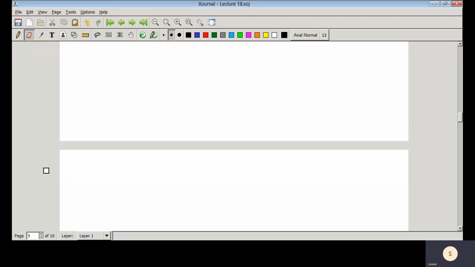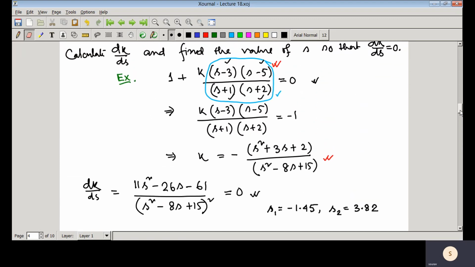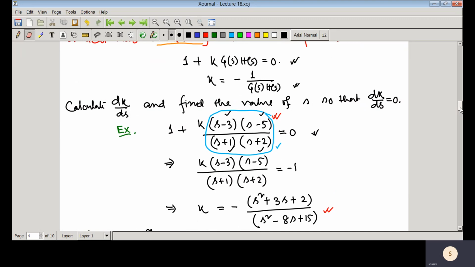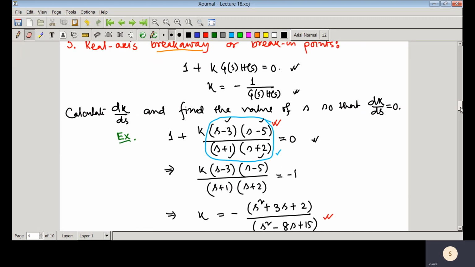This is lecture 19. Last class we discussed the different techniques for sketching root locus. Particularly, we discussed 5 different rules for sketching root locus. Today, we'll discuss another 2 rules.